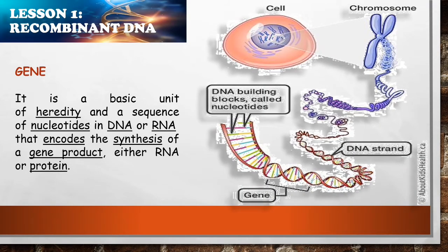Before we proceed to our lesson about recombinant DNA, let us describe what a gene is. A gene is a basic unit of heredity. It is a specific sequence of nucleotides in DNA or RNA that is usually located in a chromosome. It is a functional unit of inheritance, controlling the transmission and expression of one or more traits by specifying the structure of a particular polypeptide, especially a protein, or controlling the functions of other genetic material.